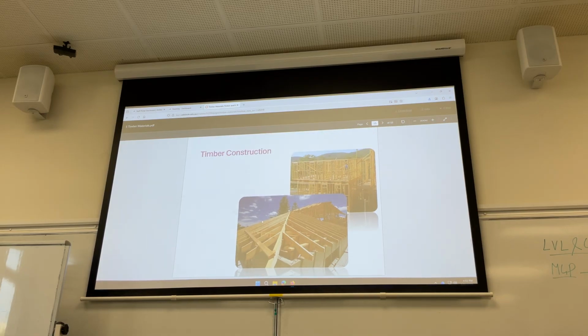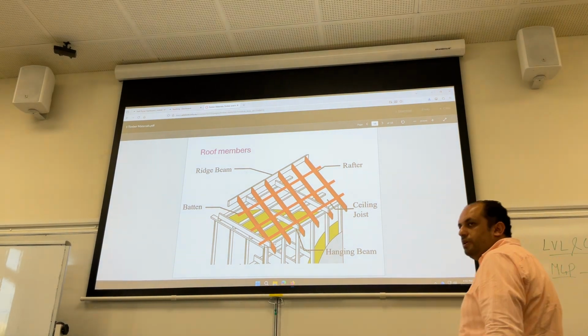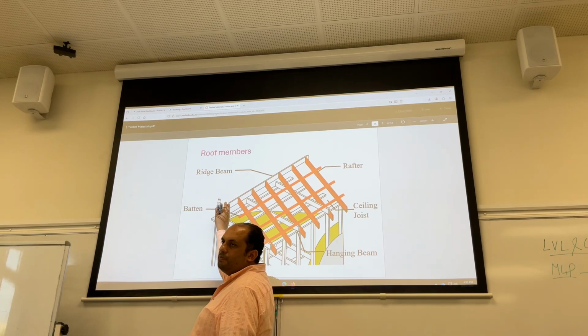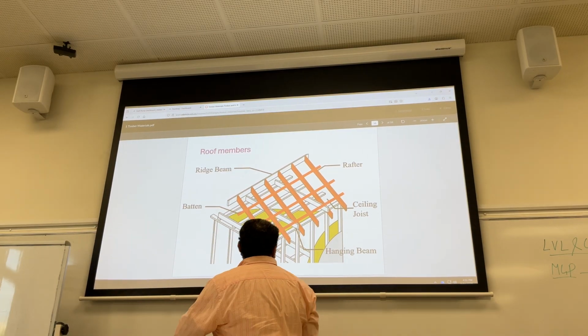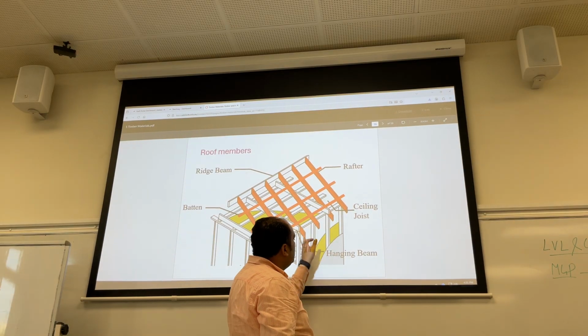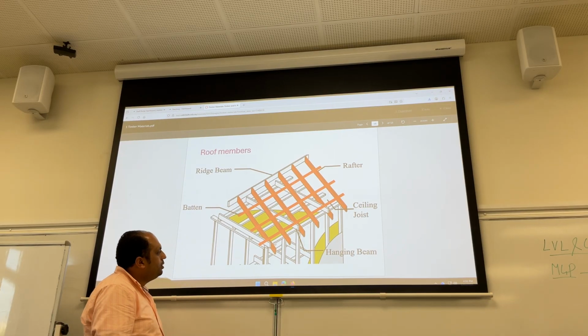This is some example of the timber construction for a residential building and for this roof. So this gives you definition or names of the members of the roof. What is this member mentioned here? The member in the middle at the top of the roof is the ridge beam. So the ridge beam is supporting what? What is this red one? This is the rafter. So we have the ridge beam and the rafter supported on the ridge beam.